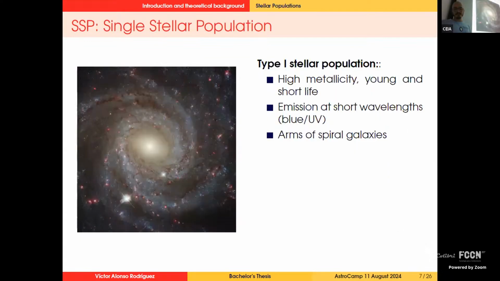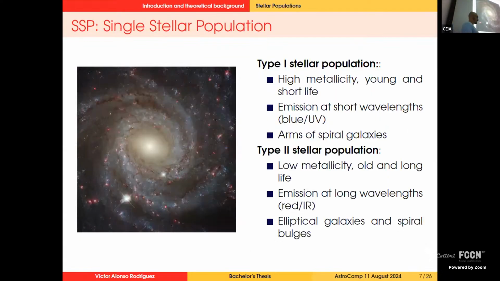So we say that the different parts of the galaxies have two types of stellar population. We have two main types, because we can subdivide them, but the main ones are: type 1, the youngest stars, and they are blue. As you can see, they form in the arms of the spiral galaxy. You can see here that these arms are bluer than the center, which is red.